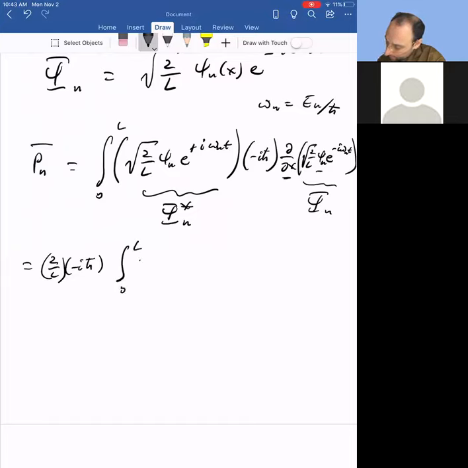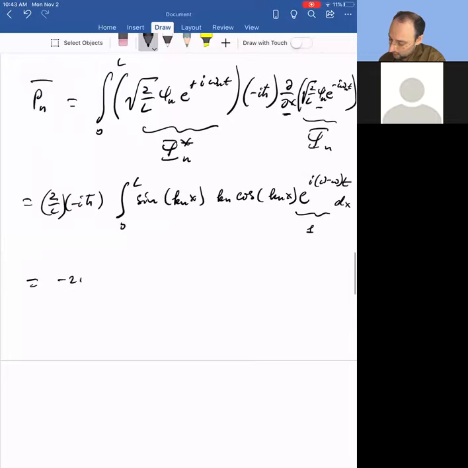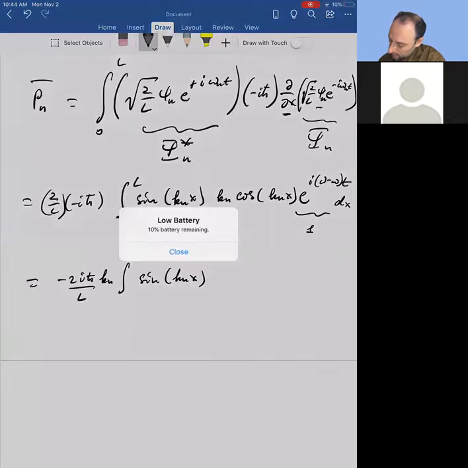Times the integral from 0 to L of sine knx times the derivative, which is going to be kn times cosine knx times e to the i omega minus omega t. This is 0. This is 1. Sorry, this is 1, and the 0 is an exponent, times dx. And I get minus 2i h bar over L, and kn can also go out here.